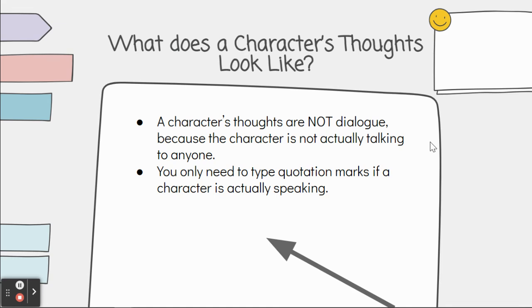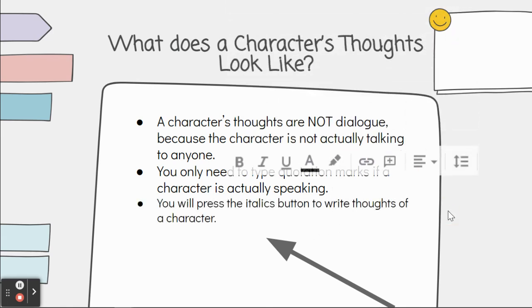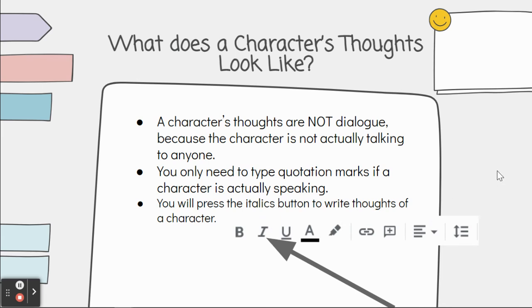Okay, let's pretend the character is thinking to themselves. Well, how do I write that? He's not talking, he's just thinking. You will press the italics button to write thoughts of a character. So right here, that button. When you're typing, that's the italicized button between the bold and the underline.